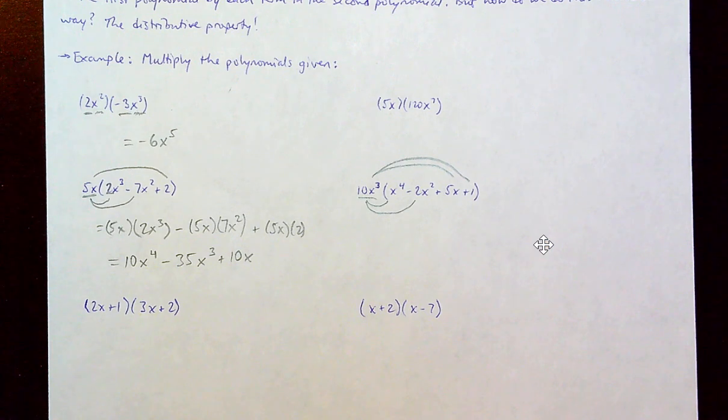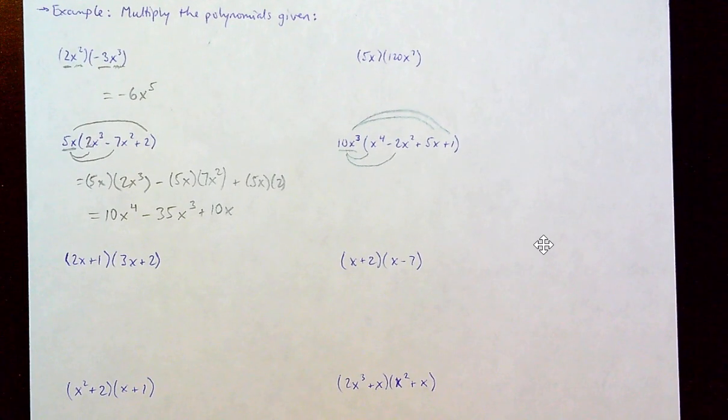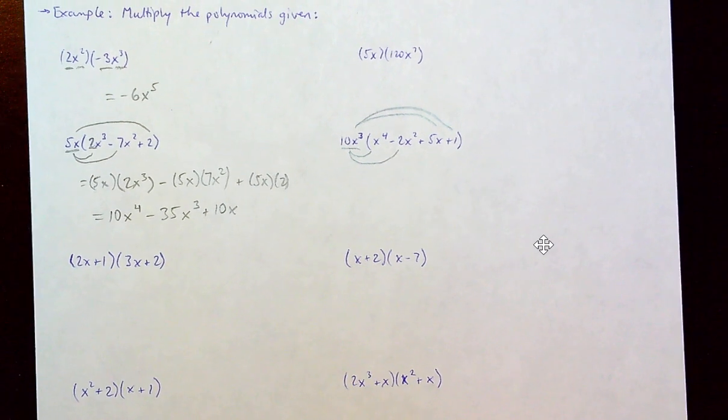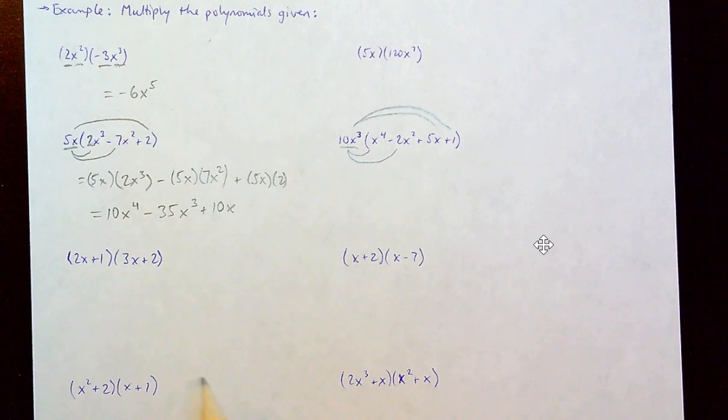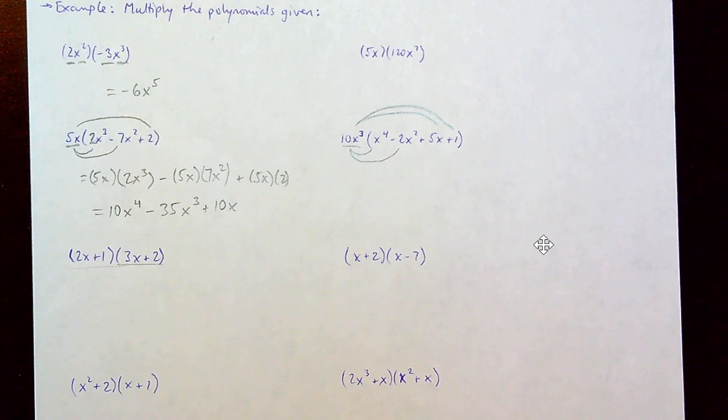Now, something a little bit more involved, but also at the same time, something more familiar. If you've done any multiplication of polynomials, you've probably dealt with something like this. So 2x plus 1 times the 3x plus 2. So we said we want to multiply every term in the first polynomial by every term in the second polynomial.